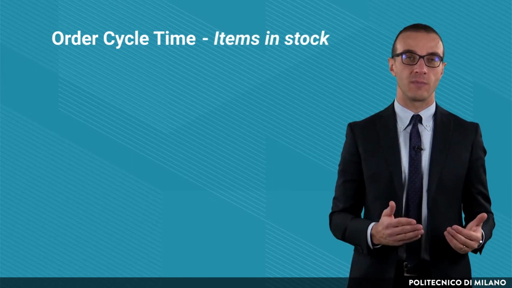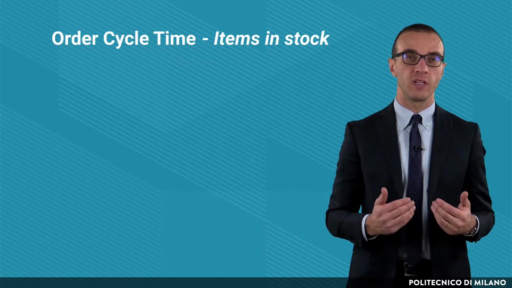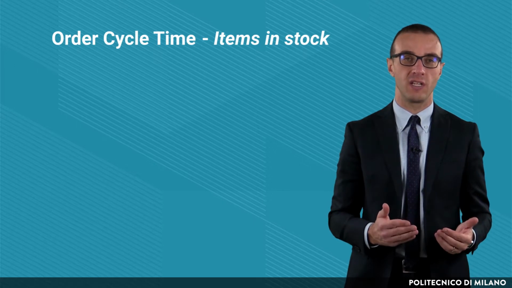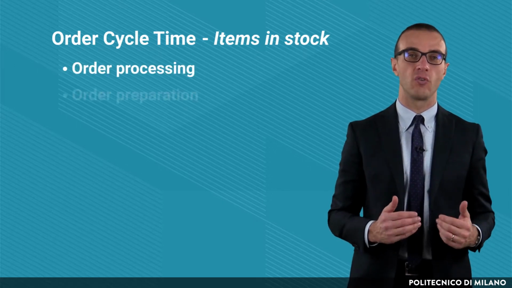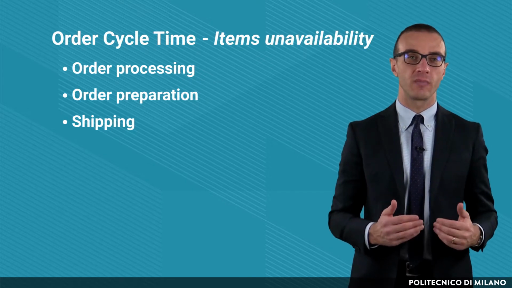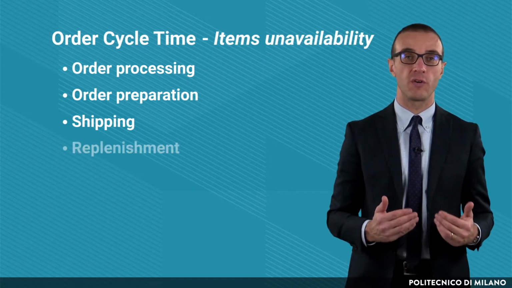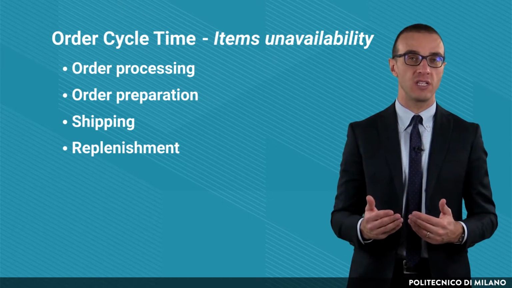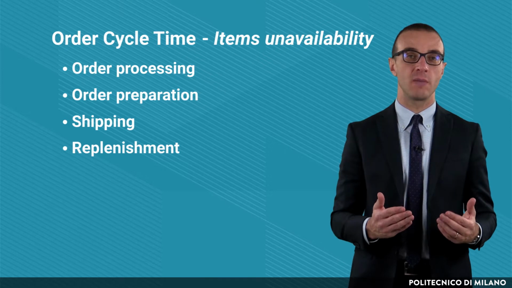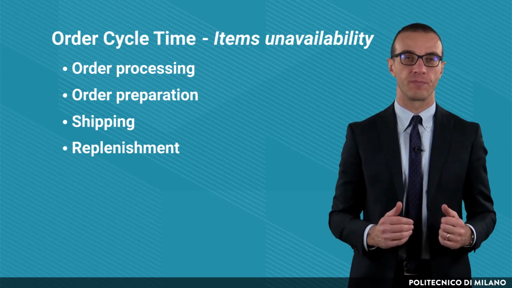If all the ordered items are available in the stock, the order cycle time is the sum of the times to carry out the following activities: order processing, order preparation, and shipping. In case of unavailability, it is instead necessary to wait for the replenishment from other warehouses, production plants, or suppliers. So the replenishment time has to be added to the previous ones.